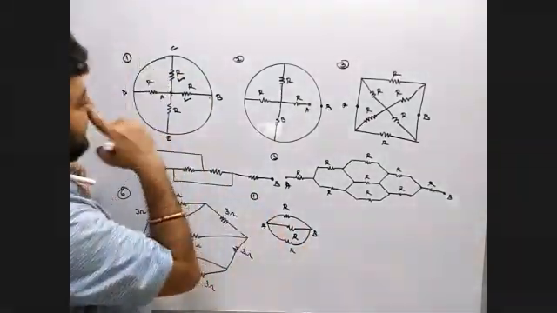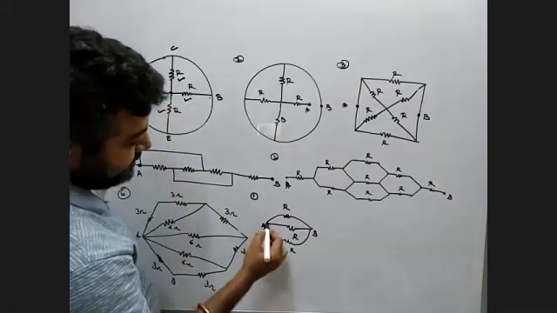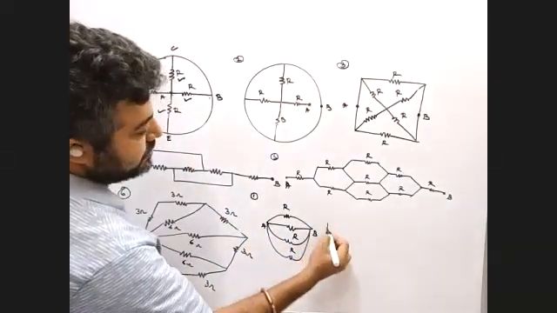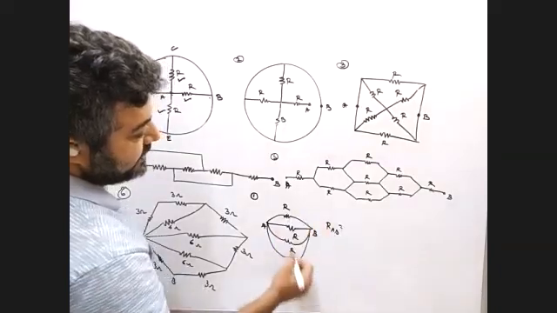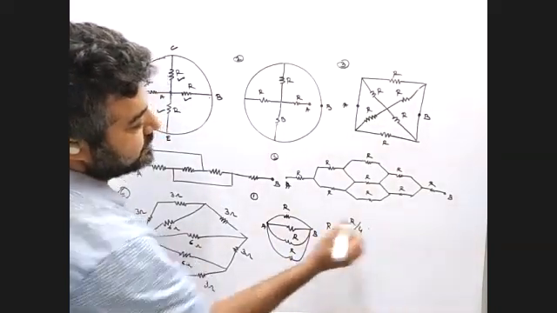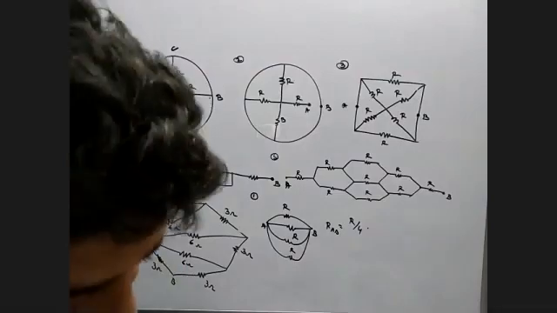Yes, sir. So R of AB is 4 resistances connected in parallel. So R by 4. The first one we complete.